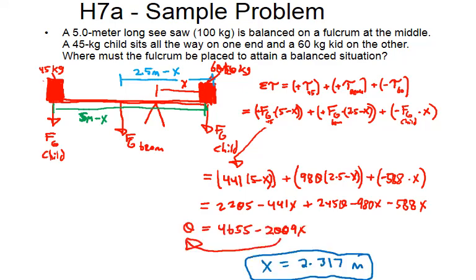And so 2.371 meters is where the fulcrum would be. And so it would be on the right-hand side again of the beam there. And that would make sense. Actually, everything would be balanced out at that point.